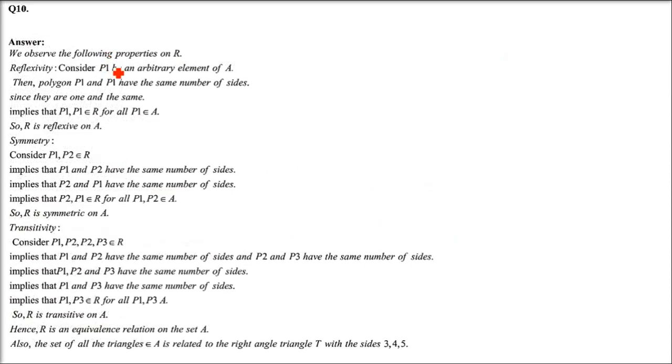Question number 10. Show that the relation R defined on a set A of all polygons is given like this. See, these are polygons, right? All polygons. So it can be a triangle, a parallelogram, rhombus, pentagon, octagon, decagon, any. So this is the whole set A. This is not A, we are just assuming it to be some set A.